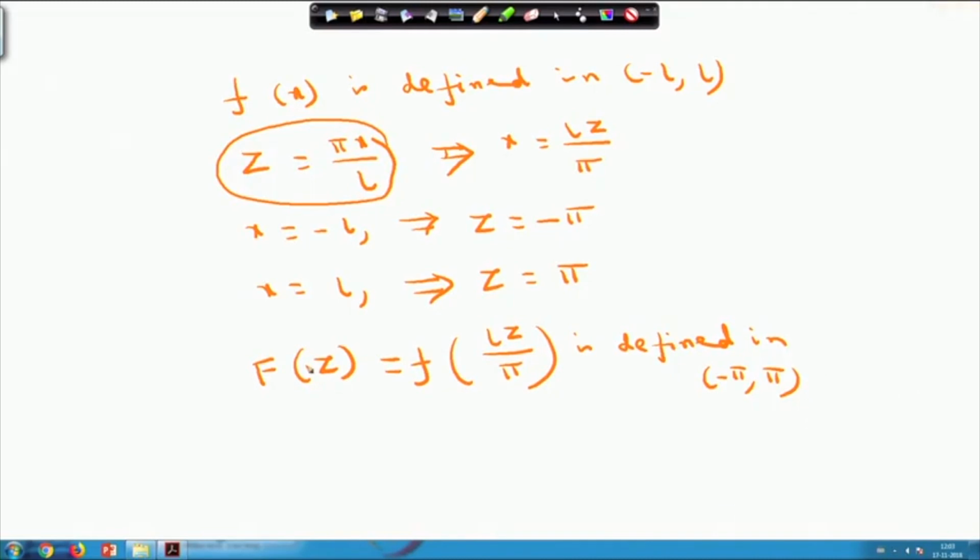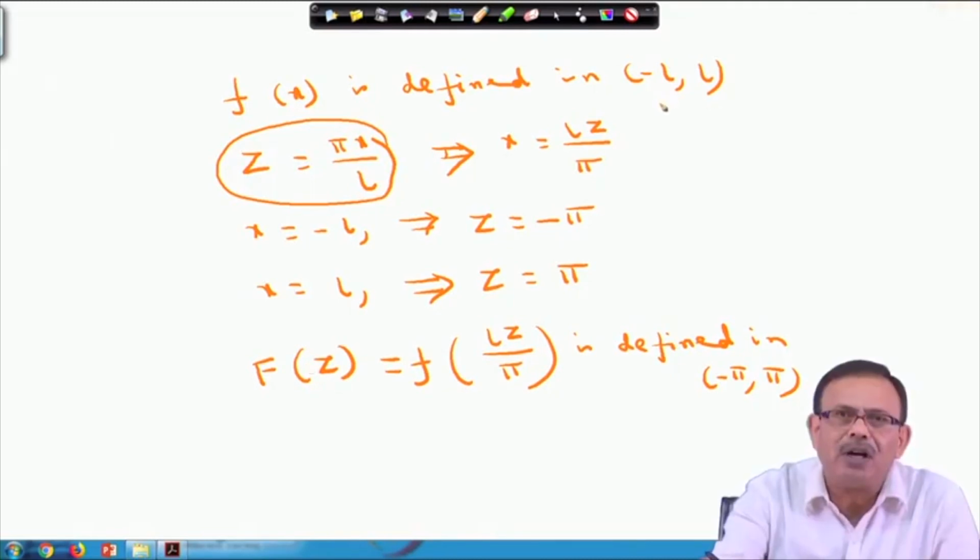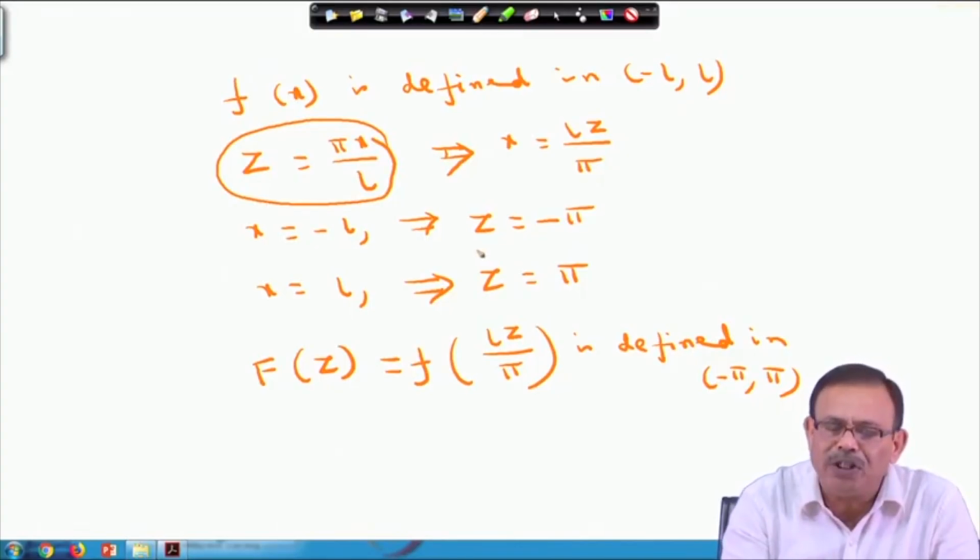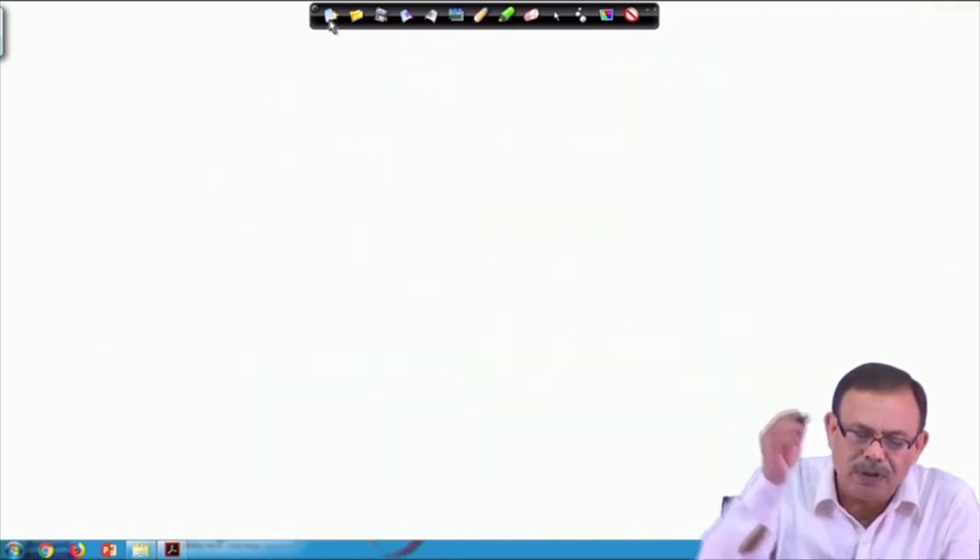Please note this: I had the original problem f(x) defined in minus L to L. I am making the substitution z equals pi x by L. By that, z is now moving from minus pi to pi. So my original problem f(x) is now replaced by a new function capital F(z), which is nothing but f of L z by pi, and which is defined in minus pi to pi. So capital F(z) can be expanded in terms of Fourier series.